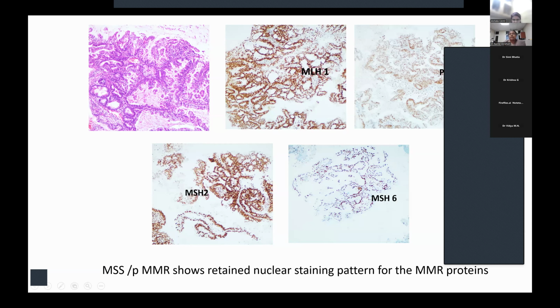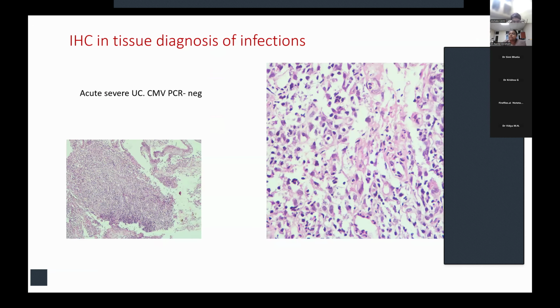proteins. A case to illustrate the role of IHC in the tissue diagnosis of infections. IHC basically complements the use of PCR in the diagnosis of infections, and it is of critical importance, especially when you receive transplant biopsies or in cases of immunocompromised patients. So this patient was a known case of ulcerative colitis. He presented to the emergency with severe loose stools, and endoscopy showed a severe pancolitis and deep ulcers in multiple sites of the colon.